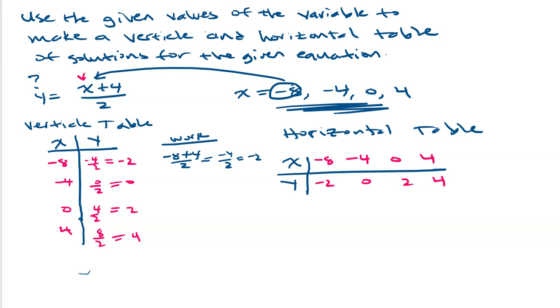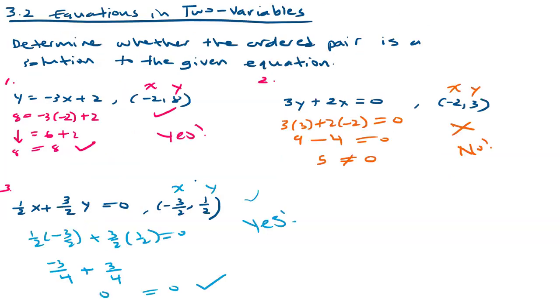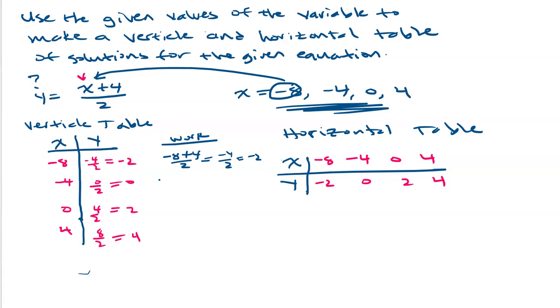Okay. So for the first one, I should have written down -8 plus 4 divided by 2. So -8 plus 4 is -4, divided by 2 is -2. So when x is equal to -8, the y value is -2. And I do exactly the same thing for the rest of those x values. Okay. So again, you should have your work there on the side. Again, because of space, I kind of condensed my work there.